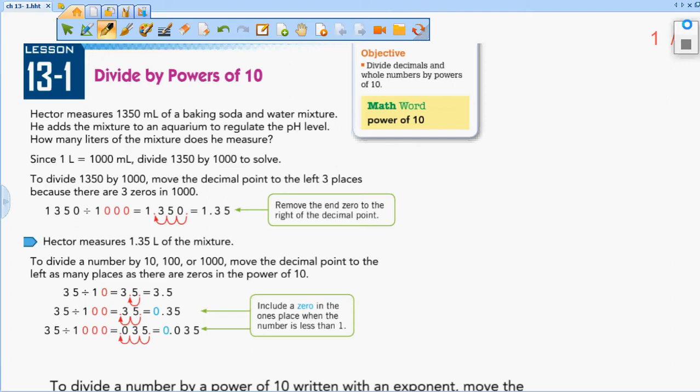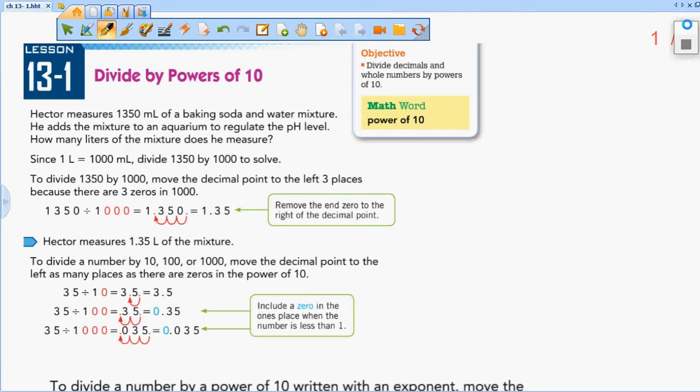Today in this video I am going to cover dividing by powers of 10. And just like when we multiply by powers of 10, all we need to do is move the decimal point. When we multiply by powers of 10, we move the decimal point to the right to increase the value. But in this video, we are going to decrease the value, so we're going to move the decimal point the opposite way.